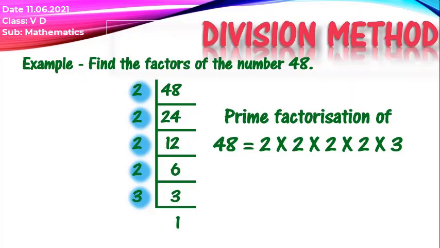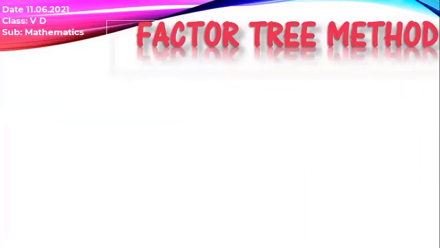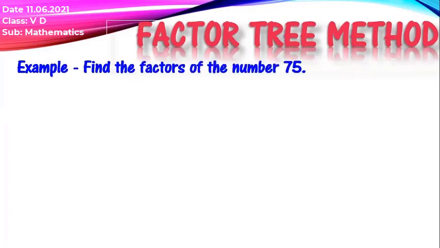Let's see one more example. Find the factors of 75. Let's solve this using the factor tree method. So we have to split 75 in two parts such that one number is the smallest prime number of 75. Therefore, smallest prime number of 75 is 3, and the number by which if I'll multiply 3 and get the product as 75 is 25. So 3 multiplied by 25 will give us 75.